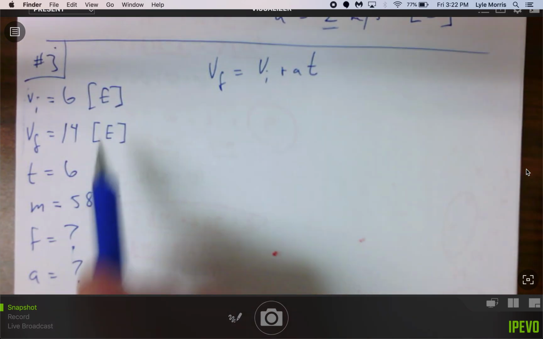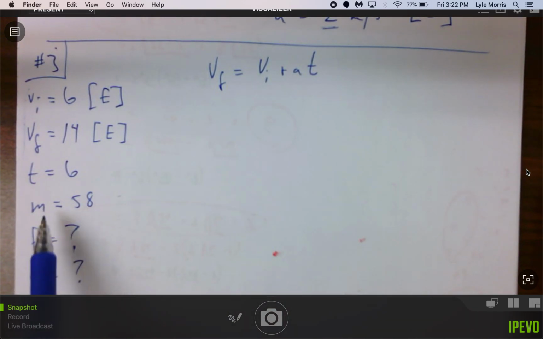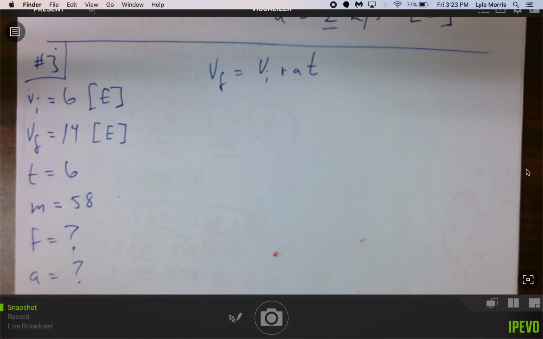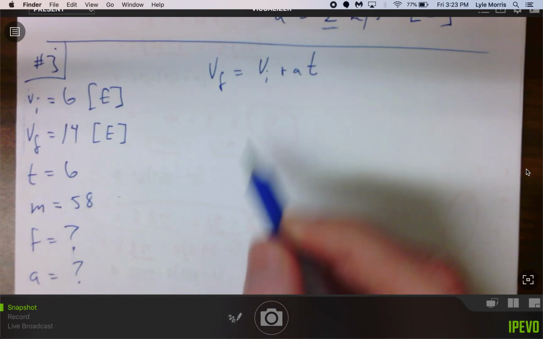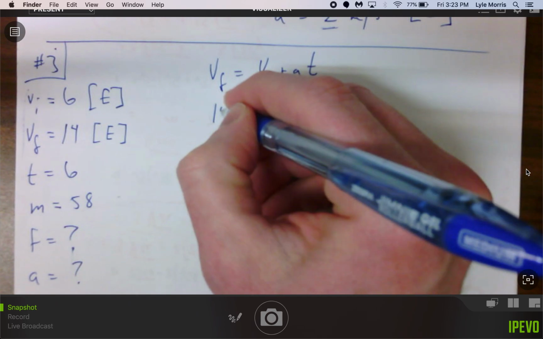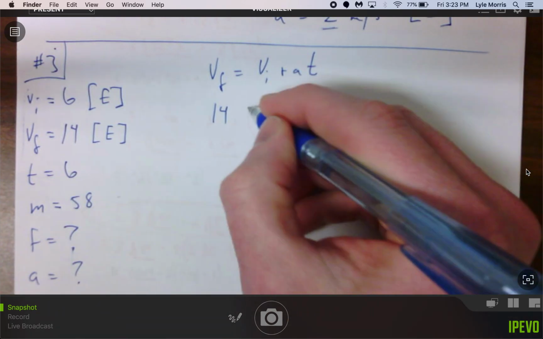But basically, it's asking for force. It gives us mass. It does not give us acceleration, but it gives us enough stuff to find out acceleration. So that's what we're doing. So we have to find that out first before we can get force. Final velocity, 14. Both going in the same direction. That's good. Nothing has to be negative.